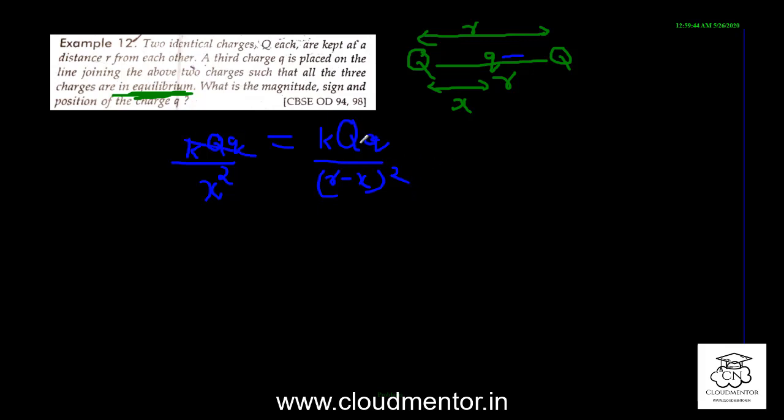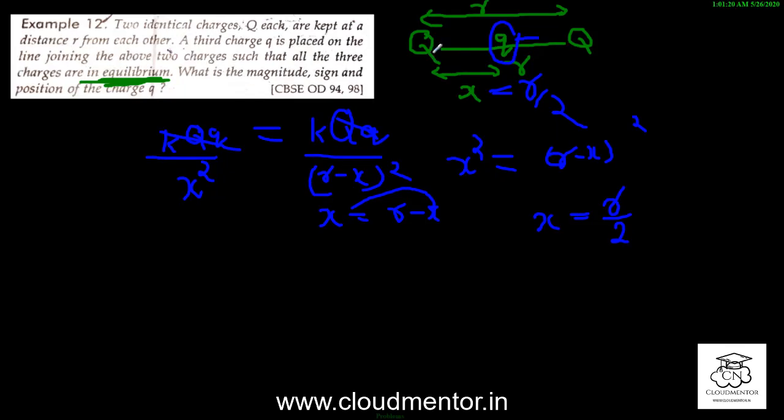And so here we will get that x square must be equal to r minus x the whole square. That means x equals r minus x, so 2x equals r, and x must be equal to r by 2. So that was correct, what I said, that it is in the middle. Yes, the distance x is r by 2.